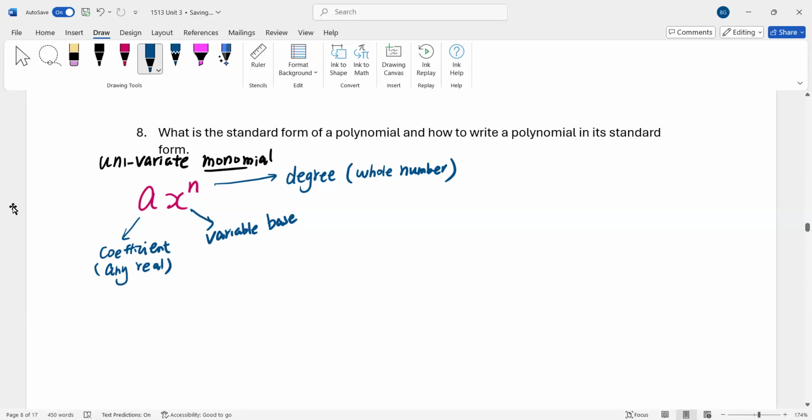Differentiate between a and n. In this form, x is the only variable. a is a number, n is a number. a as the coefficient could be any real number. No problem. It doesn't have to be a whole number. It could be a decimal, any real number I mentioned earlier. But n, as the exponent of x, as the degree of the monomial, has to be a whole number.